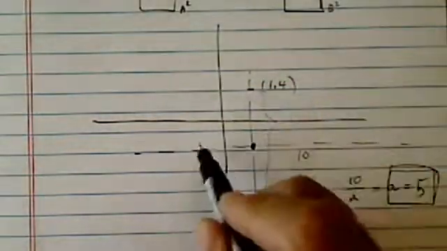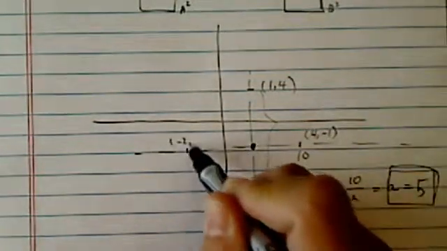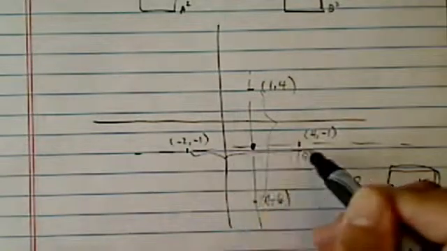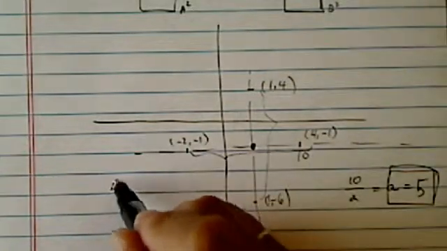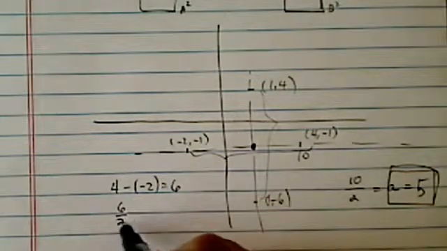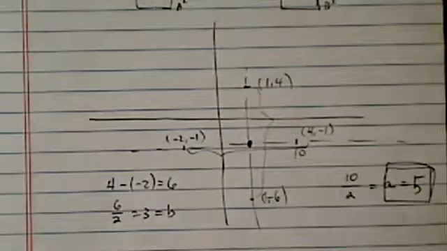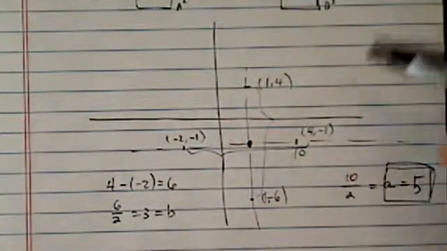Now we want to make sure this is the larger one before we put in the x or y. Let's find the other ones, 4 and minus 1. So that's here, 4 and minus 1, and I have another one on this side, minus 2 and minus 1. The distance between those two, 4 minus minus 2, is 6. 6 divided by 2 is equal to 3. That's called B. So along this axis it's a little smaller.